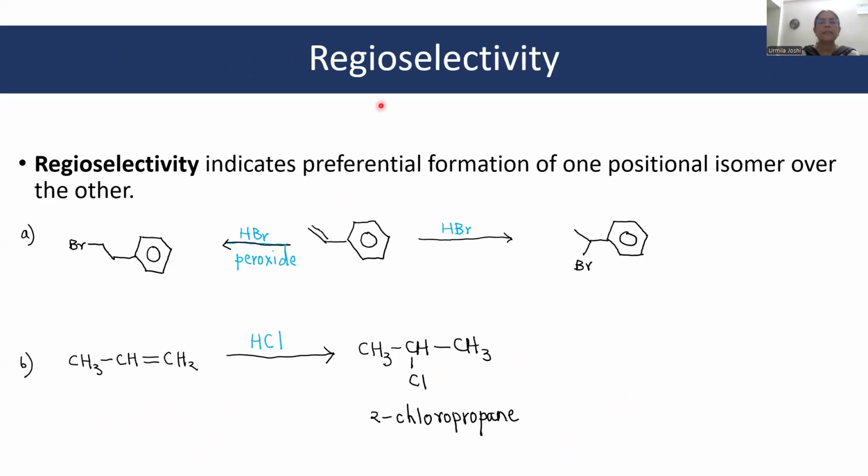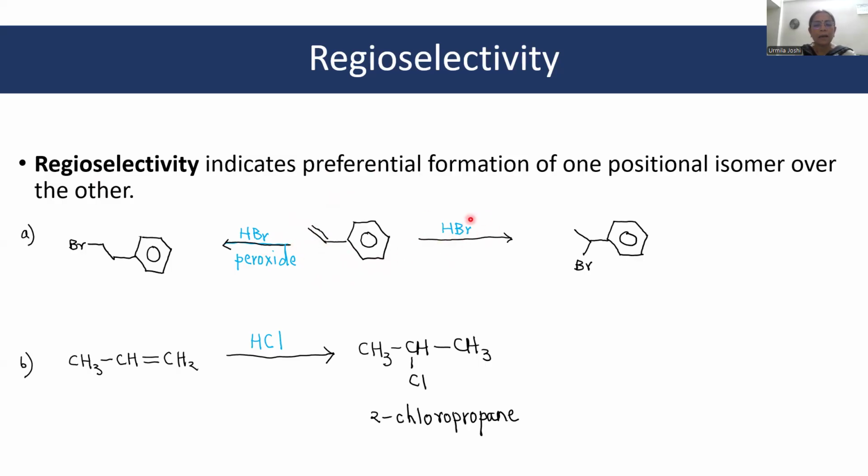Next term is regioselectivity. Regioselectivity indicates preferential formation of one positional isomer over the other. I think you have studied this in first year. So, this is the starting material. It contains an alkene and the reaction involved is an addition reaction.